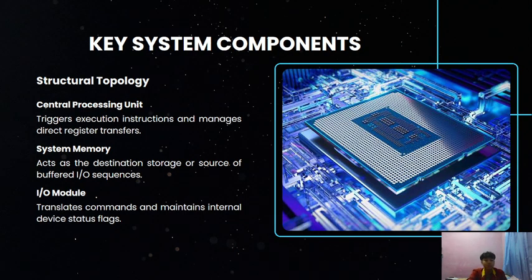The second component is system memory, which stores data temporarily during processing. The third component is the I/O module, which acts as an interface between the CPU and external devices. These three components work together to complete input and output operations.